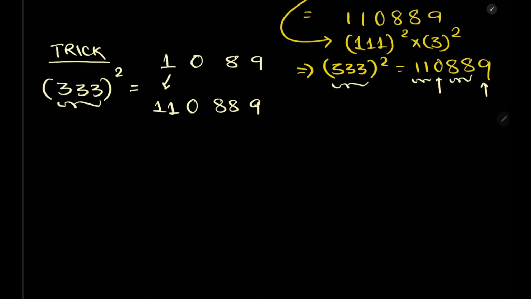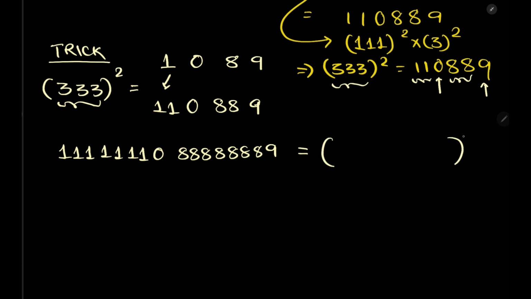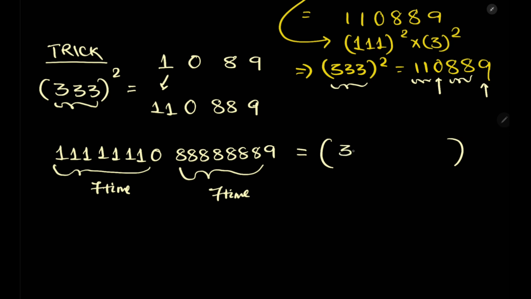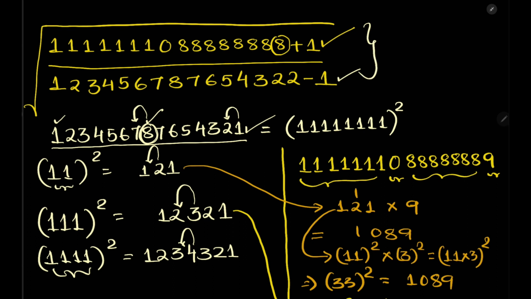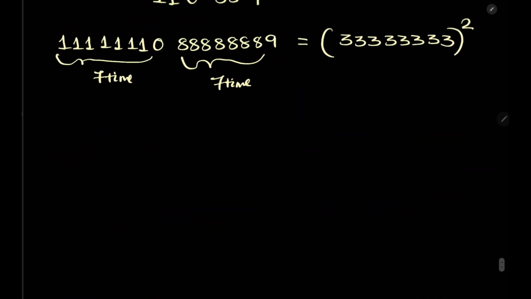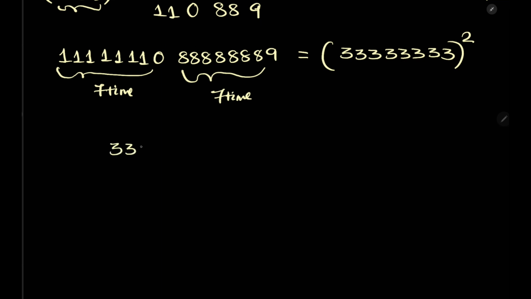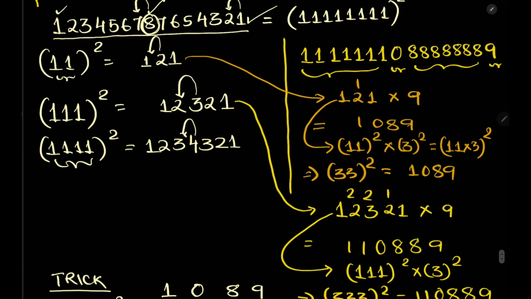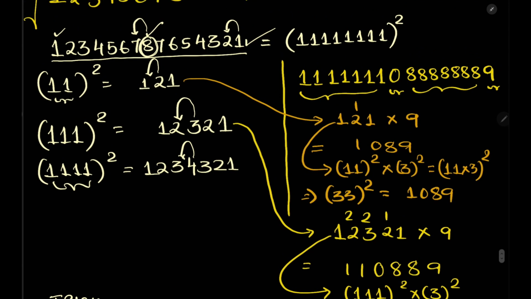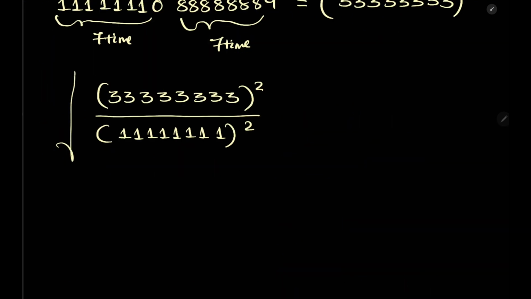Then we can write this as a square of a repeated digit 3 and the repeated digit 3 is present 8 times because the digit 1 is repeated 7 times and digit 8 is repeated 7 times. So the answer we can write like this. Now we can simplify this expression as numerator is the square of the number where the digit 3 is repeated 8 times and the denominator is square of a number where digit 1 is repeated 8 times and we need to find out the square root.